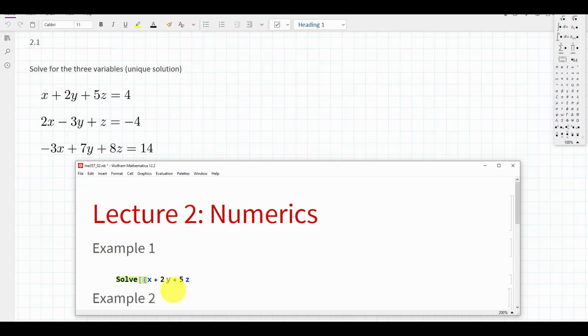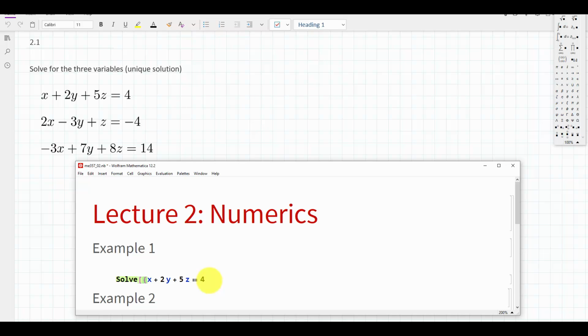And now I need the right-hand side. I'm going to use a double equals sign when I'm entering equations. A single equal sign is for assignment, so x equals 5 is going to store the number 5 into the variable x. But the double equals says this is an equation that you're entering. And then my right-hand side of 4. So now I have the first equation entered.